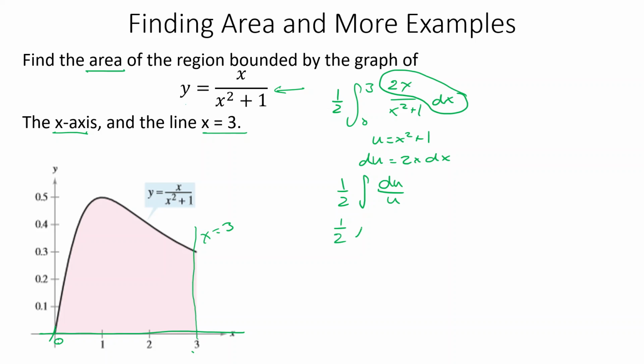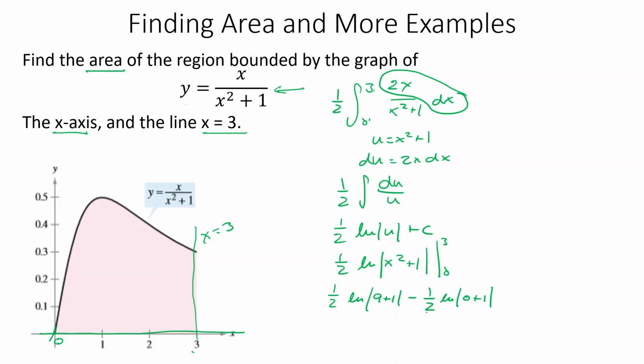So du over u. So this is 1/2 the natural log of the absolute value of u plus c, or 1/2 the natural log of the absolute value of x squared plus 1. And now that I've gone back to x's, now I can go back to my bounds. So I'm going to go from 0 to 3, which means I'm going to plug in 3. So we get 9 plus 1 in there, minus plug in 0. All right, so this is 1/2 the natural log of 10. Don't need absolute value anymore.